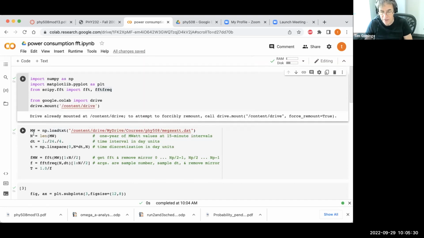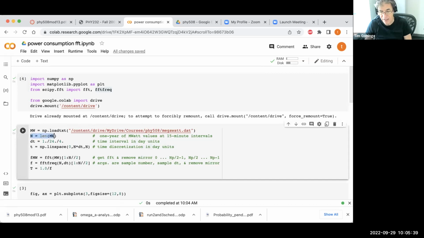There are a few things I do before I actually perform the Fourier transform on the data. Firstly, I need to know the number of entries exactly in the data. So I get that from the length of the array. I want to define the time interval between successive data points in the data. As I say, it was recorded at 15-minute intervals. I'm going to think of my data and the frequency of my data in cycles per day.